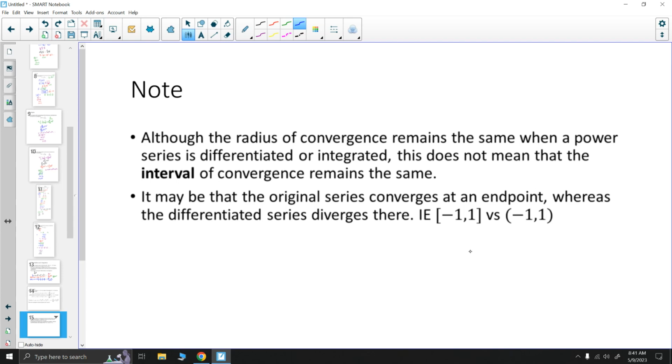But it still has the same radius. It is still from -1 to 1. It's just that now we can't do the endpoints. That's all we need to know here.